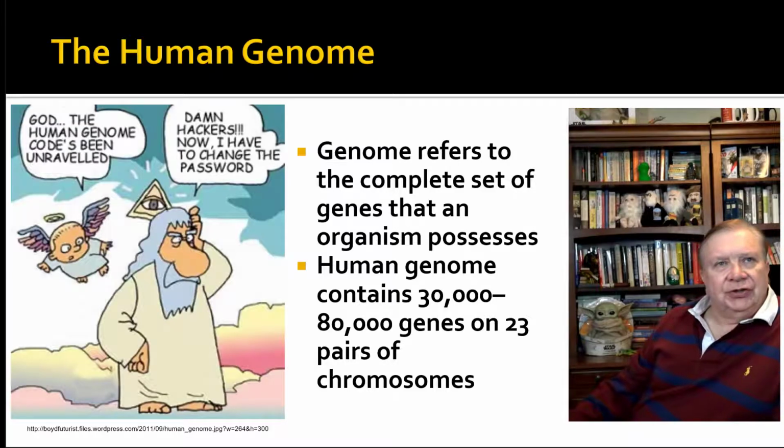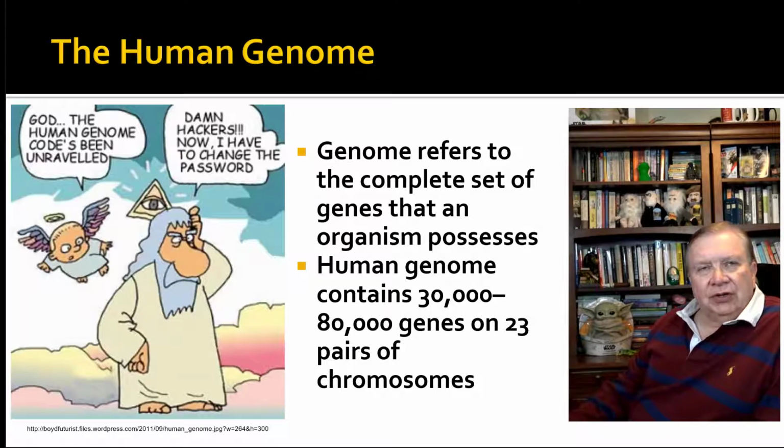I'm sure that by the time I finish recording this lecture, something that I've said will be obsolete. But science advances on. Let's talk about behavior genetics and personality. Well, let's talk about genes and behavior. First thing we need to do is define the human genome. Now, the genome consists of all of the genes an organism possesses. And the human genome in particular contains between 30 and 80,000 genes nested on 23 pairs of chromosomes.